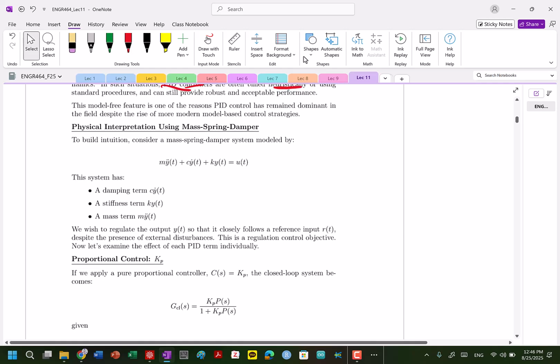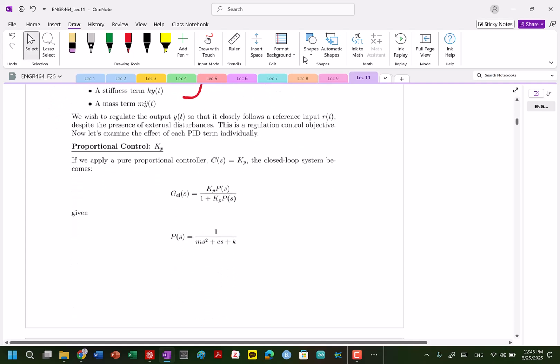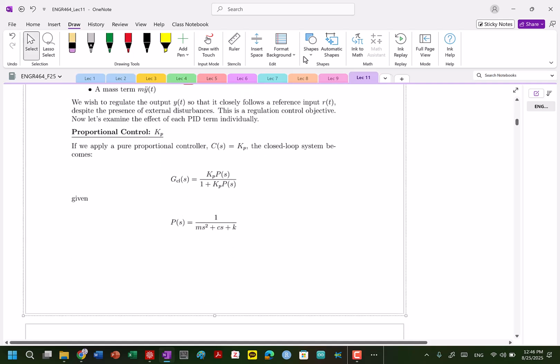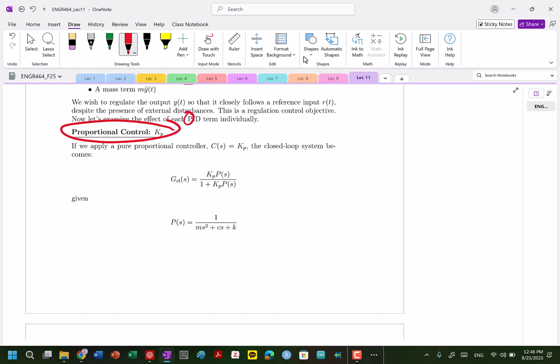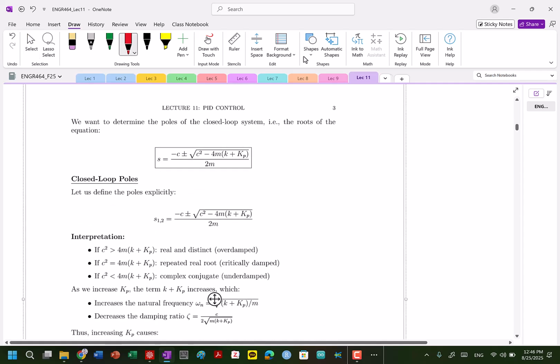So how can we use a PID but still have some physical intuition? Let's go to our old friend, the mass spring damper system. So we know this system, we know the terms. Let's build the first term, the P term. Let's do a proportional controller. So we're just going to set up this unity closed loop feedback system here. Here's our plant. And we can determine the poles of that closed loop system as such.